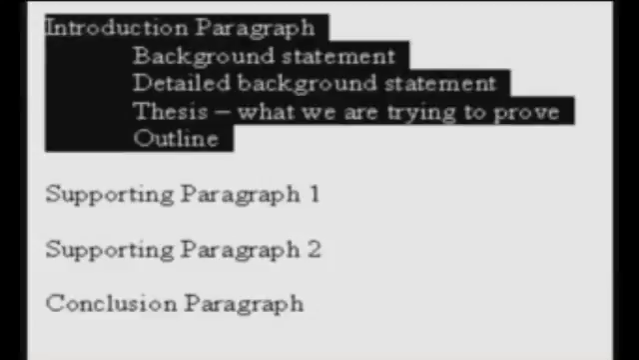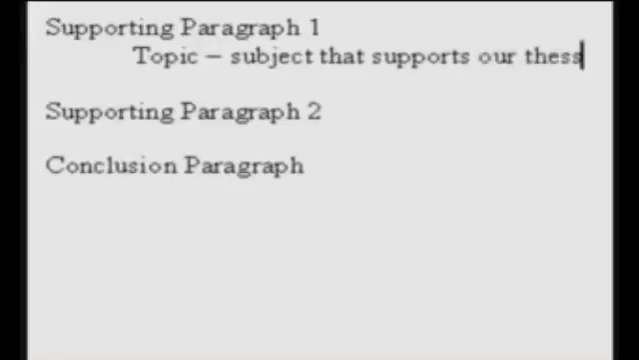So let's look at now the supporting paragraphs. So also within the supporting paragraphs there are sentences that have specific jobs. So the first sentence in supporting paragraph 1 is the topic sentence. And this includes the subject we will use that supports our thesis. Okay, so once again, if we're talking about Dubai being the most expensive city in the world, well, we might look at, in our supporting paragraph 1, say real estate and how it's very expensive to live in Dubai.